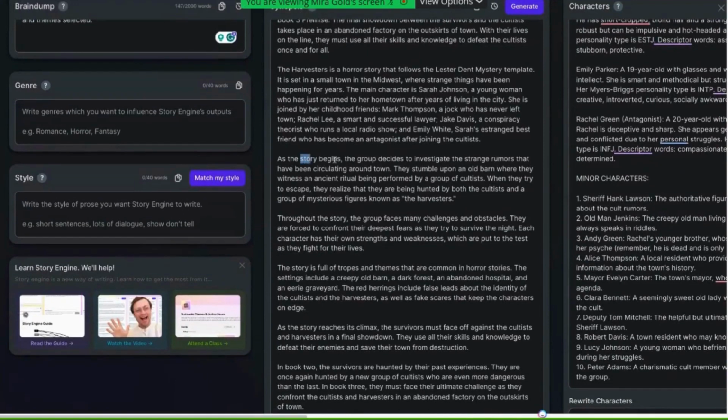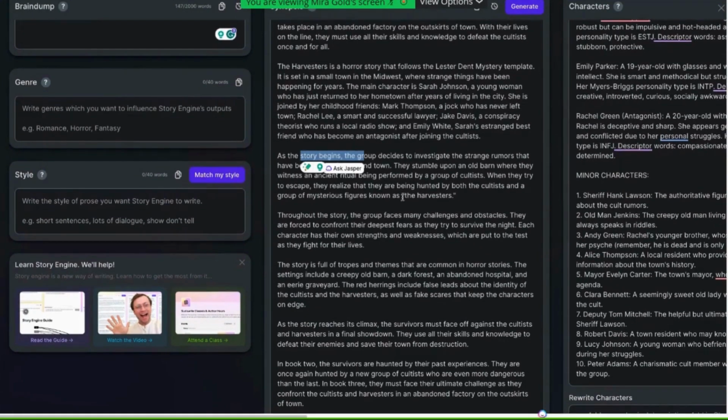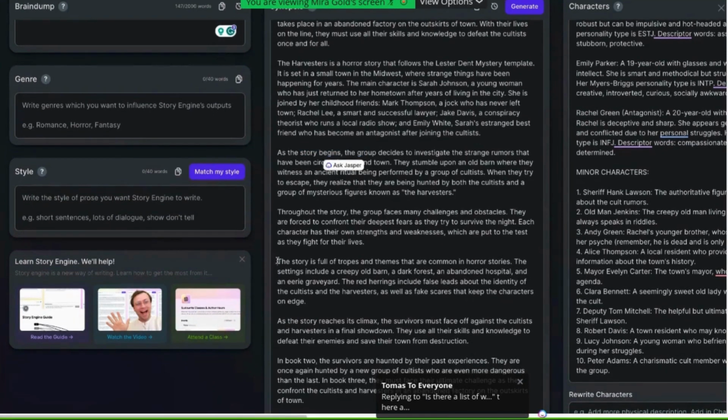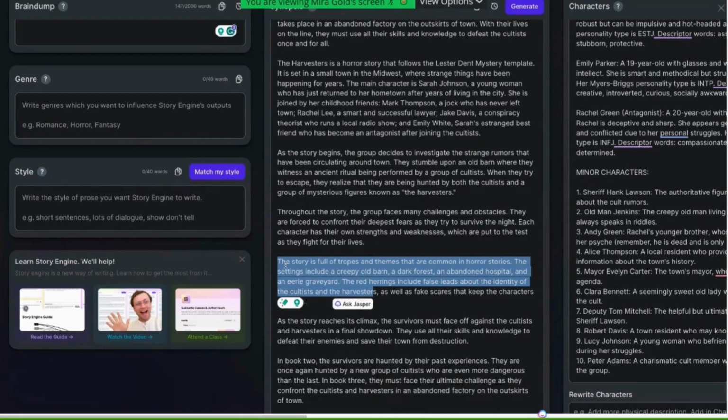So this story begins when the group decides to investigate some strange rumors that they have been hearing about. They stumble upon an old barn. Let's see, they witness an ancient ritual being performed by a group of cultists. So it's continuing to give me additional information about my story. I have asked right here, and it's given me information. The story is full of tropes and themes that are common in horror stories.